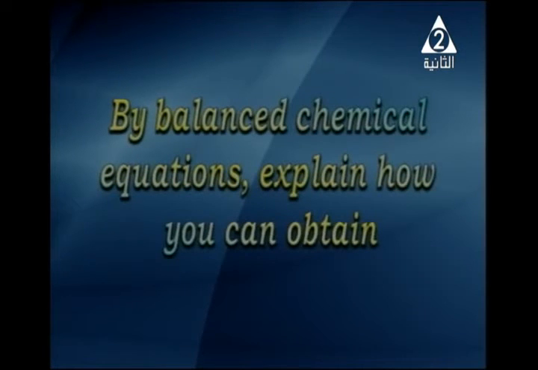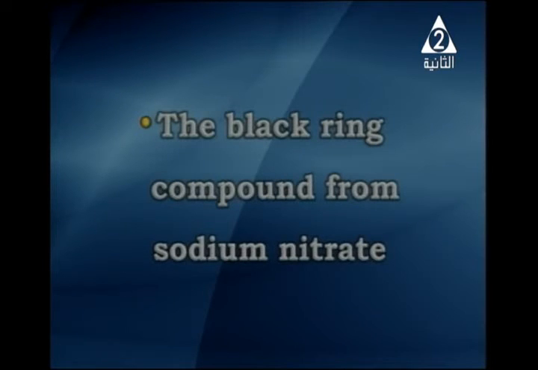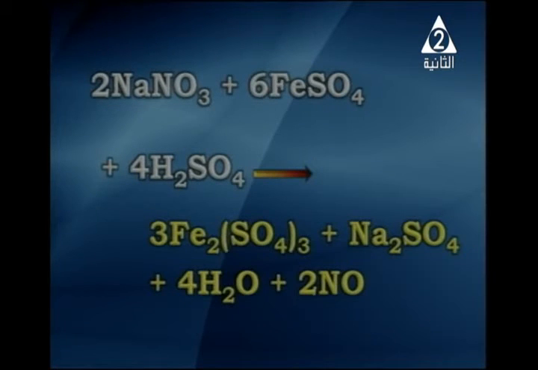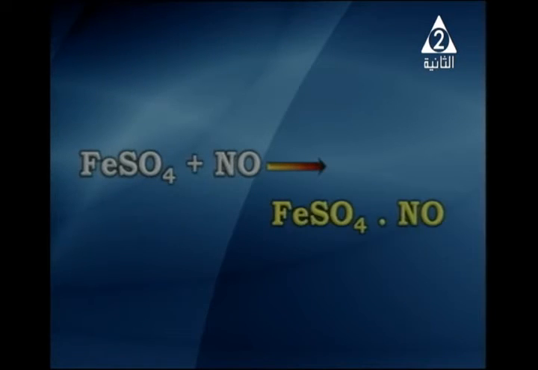Next type of question, my dear students. By balanced chemical equation, how can you obtain the black ring compound from sodium nitrate? As the equation proceeds on the screen, 2NaNO3 plus 6FeSO4, sodium nitrate plus iron 2 sulfate plus 4H2SO4 sulfuric acid, it gives iron 3 sulfate and sodium sulfate plus water plus nitric oxide gas. Then FeSO4 plus NO forms the black ring compound, which is FeSO4.NO.